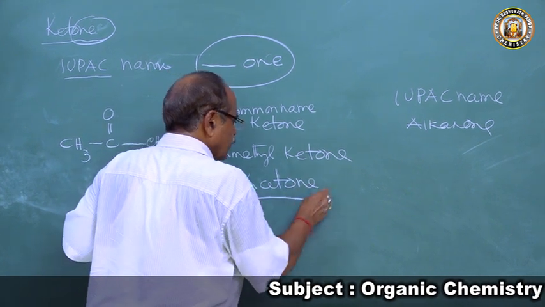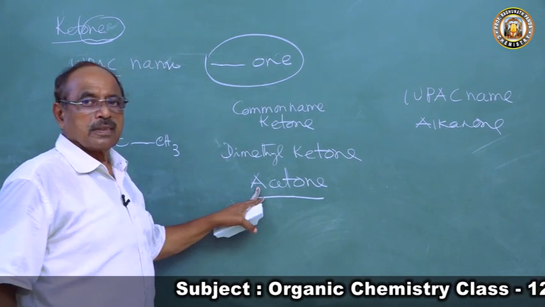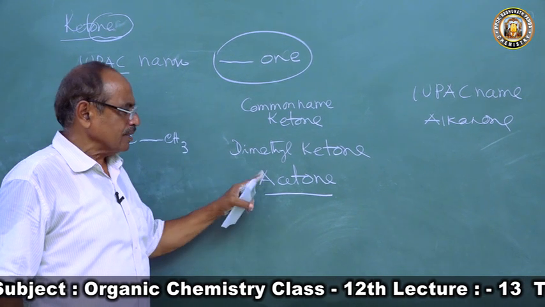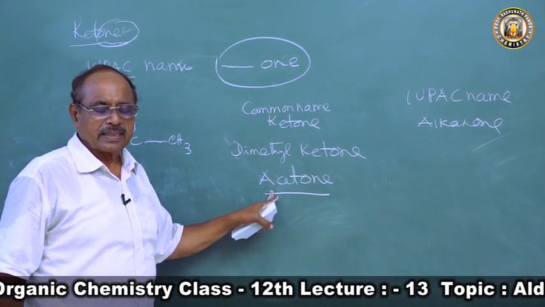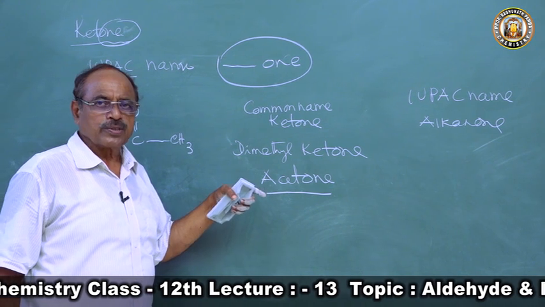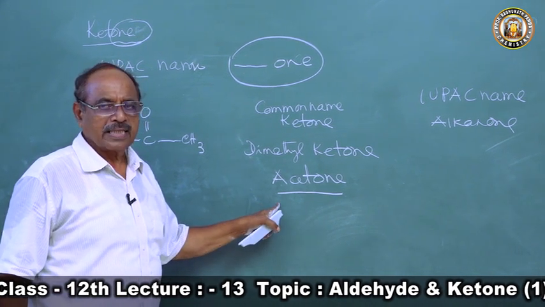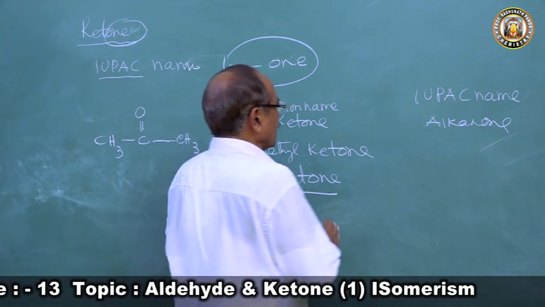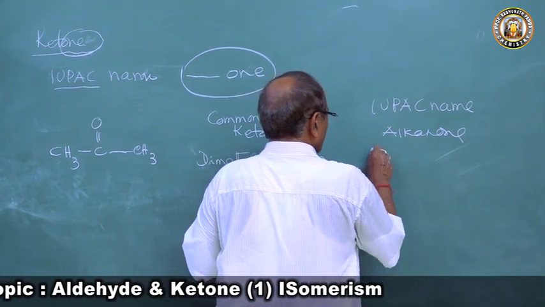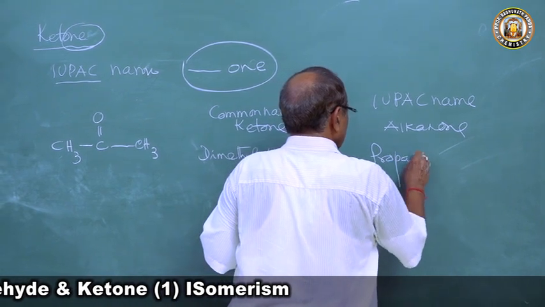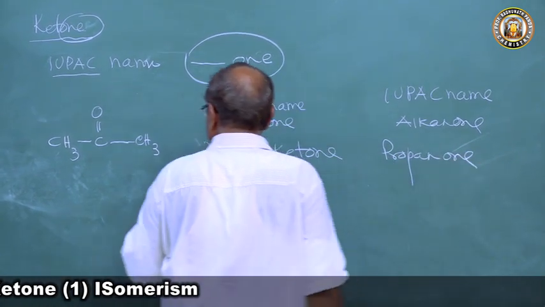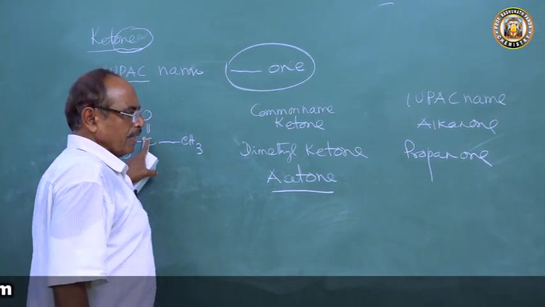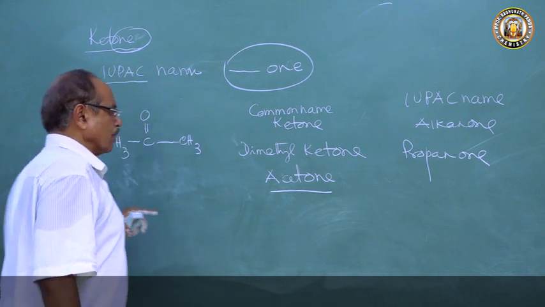Children, there is a question for you. Why is it called acetone? Dimethyl ketone, CH3, 2 methyl groups. Think about why it is called acetone. I will come and tell you the answer. Its IUPAC name is propanone. Why? 3 carbon atoms are there, a derivative of propane, and propane minus E plus ONE gives propanone.